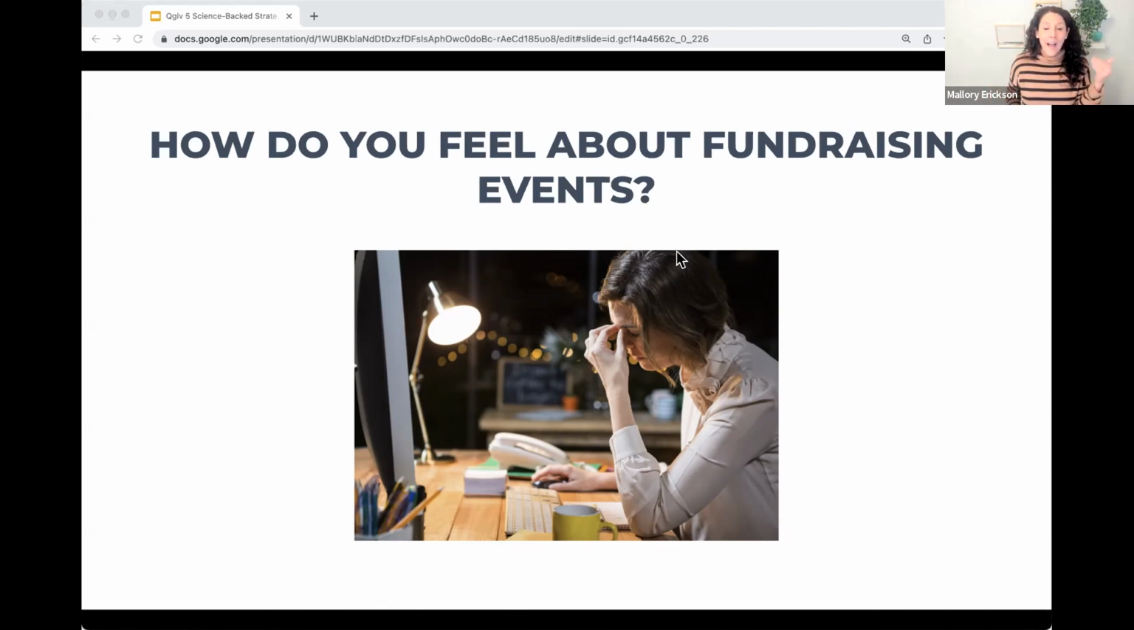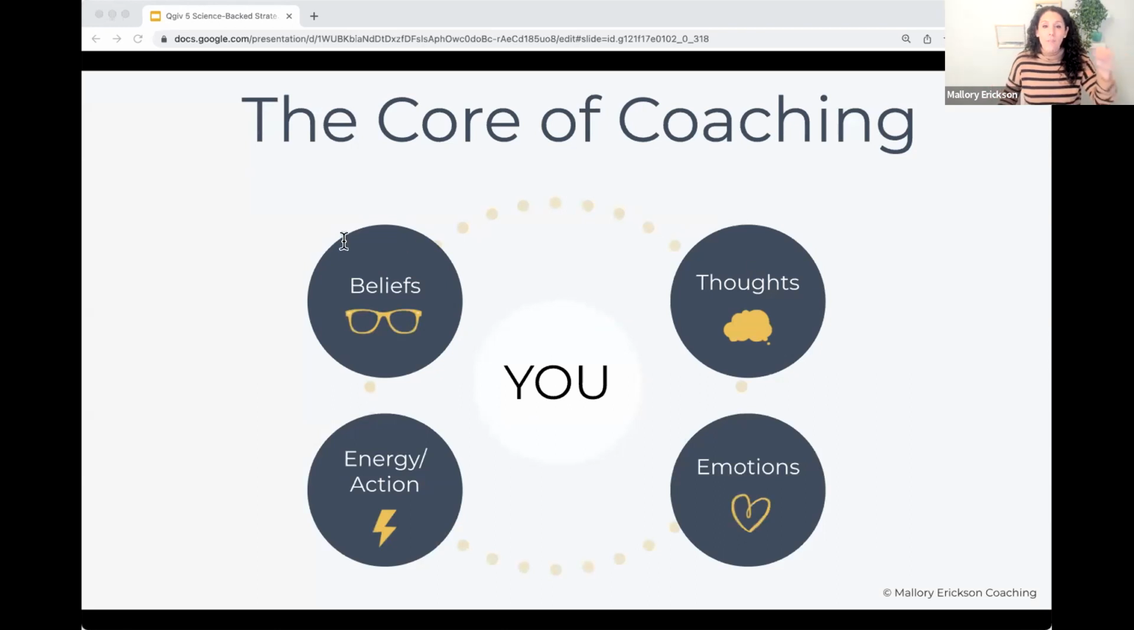Okay. So having that awareness is really important, because at the root of all of my coaching work is this concept, the core of coaching, which is that our thoughts and our beliefs inform how we feel, and then ultimately how we show up. And that's what directly impacts our results. So if you're feeling anxiety or overwhelm, that feeling is tied to a thought or belief that you're holding about the event planning. Maybe that thought or belief is, I don't think there's a way for this event to raise the money we ultimately need it to raise.